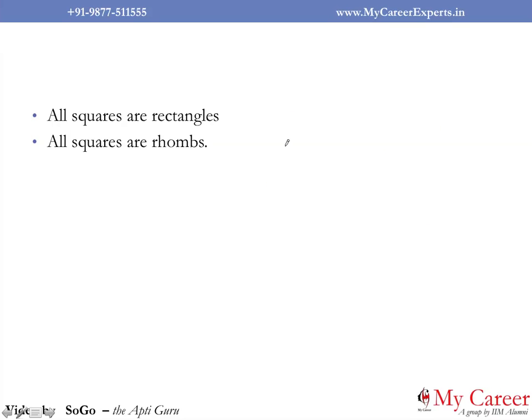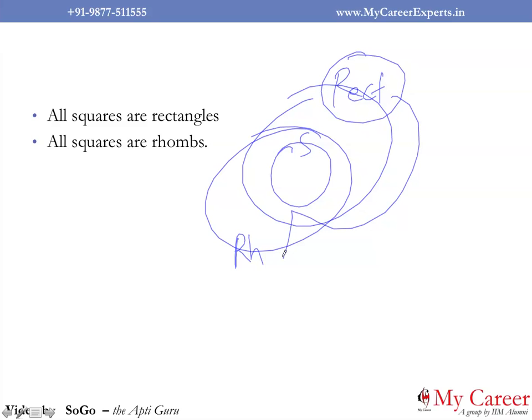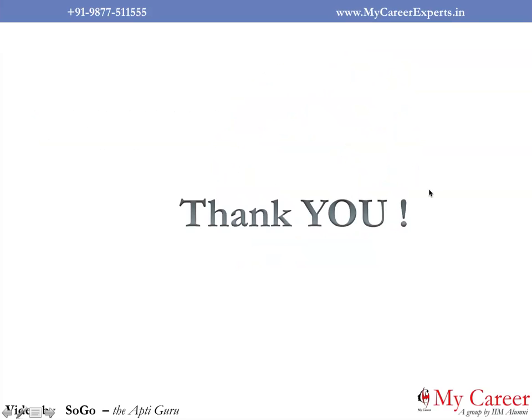All squares are rectangles. All squares are also rhombus. So rhombus, rectangle. So we'll say some rectangle are rhombus. Some rhombus are rectangle.